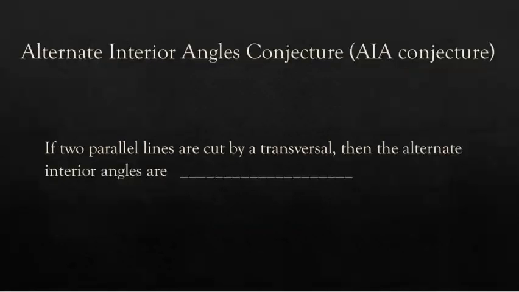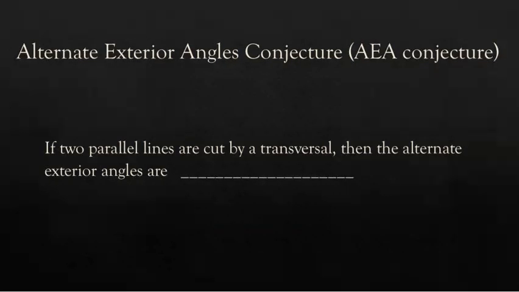When we went and measured all of our angles and then actually used our deductive reasoning to correlate them between vertical angles and linear pairs, we found that our alternate interior angles were also congruent. So if 2 parallel lines are cut by a transversal, then the alternate interior angles are congruent. That would be our alternate interior angles conjecture.